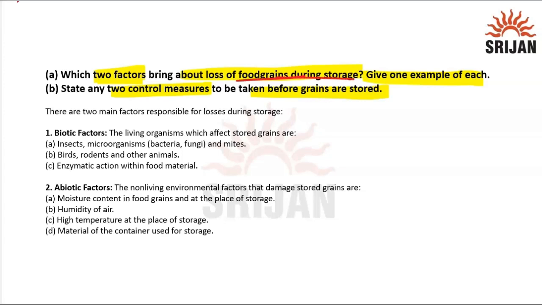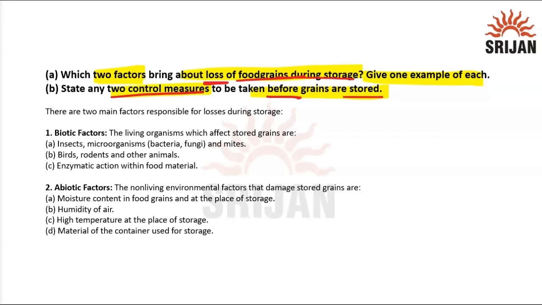Now, what you need to answer here is what are the factors which lead to the loss of food grains during the storage. Then we also need to find the two control measures which have to be taken before we try to store the grains. Not after, because there are two ways where we talk about the storage of food grains, like how to control it so that they don't get spoiled. So one is before, one is after. So we need to talk about the before one here.